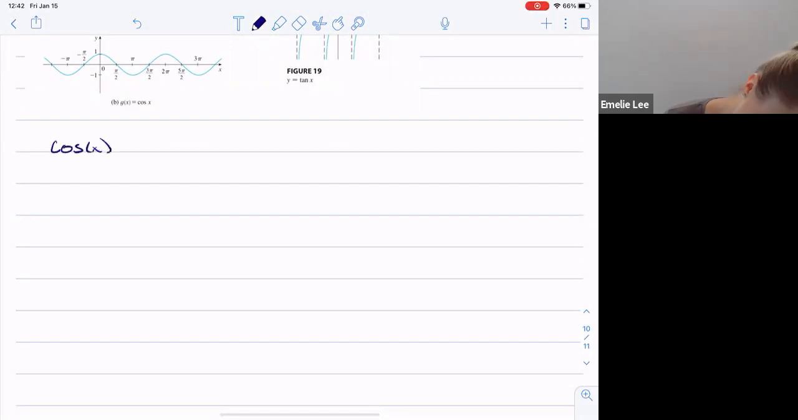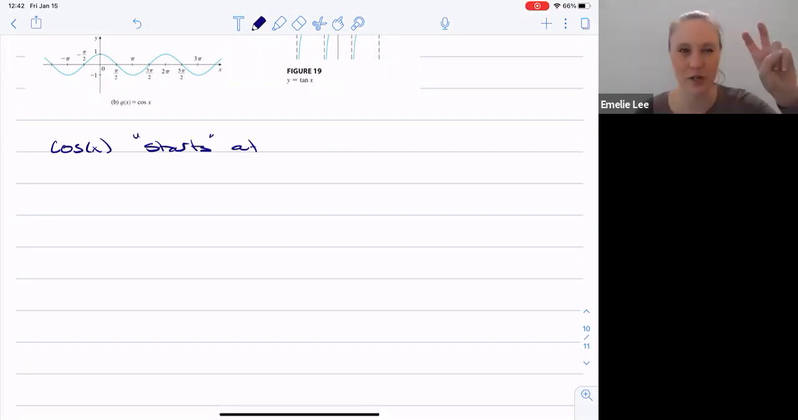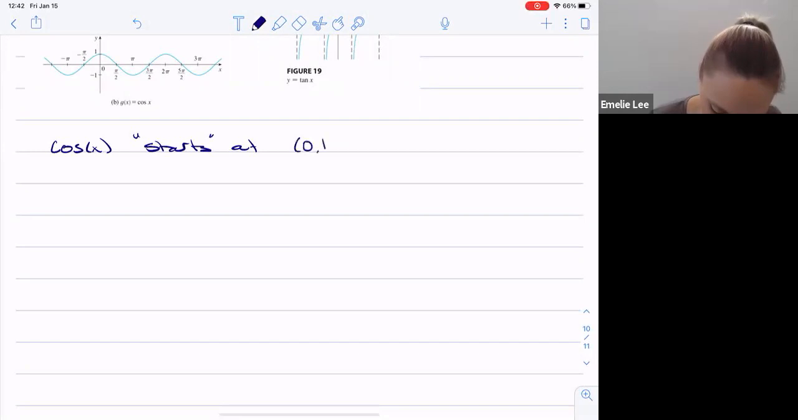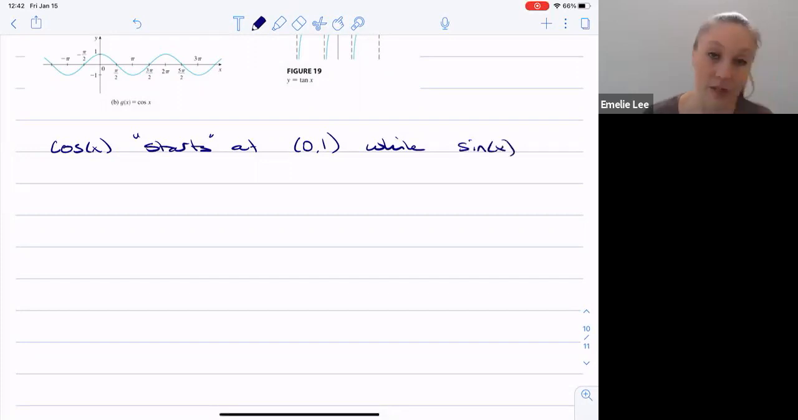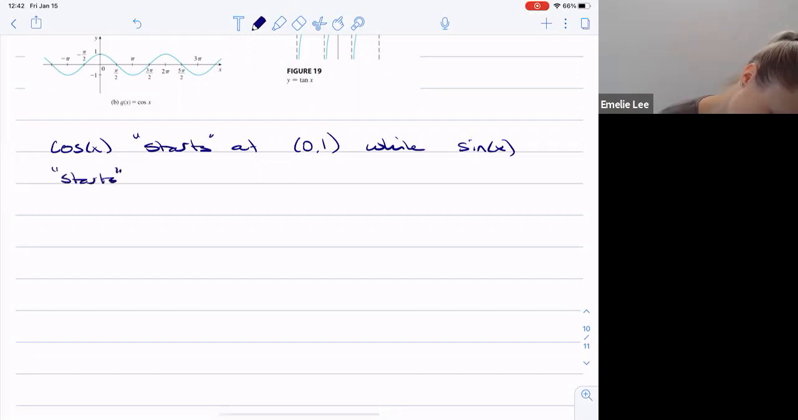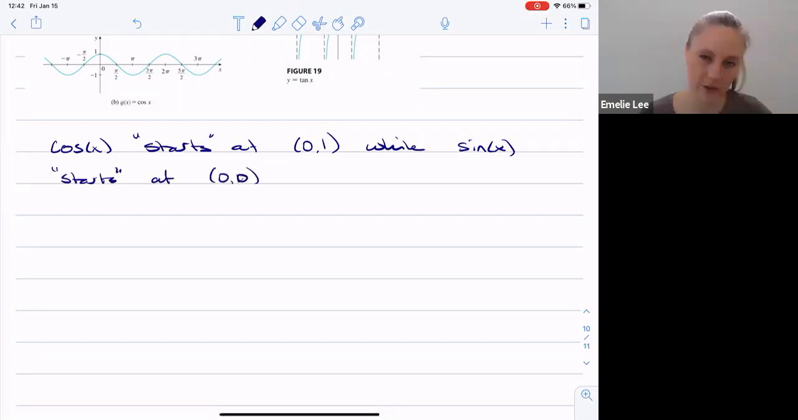Cos of x kind of starts at 0, 1, while sine of x doesn't really start, it goes on forever and ever, but in terms of the y-axis, sine of x starts at 0, 0, kind of coming down in alphabetical order.